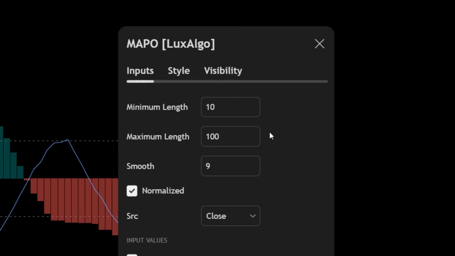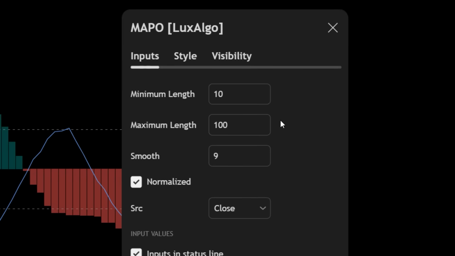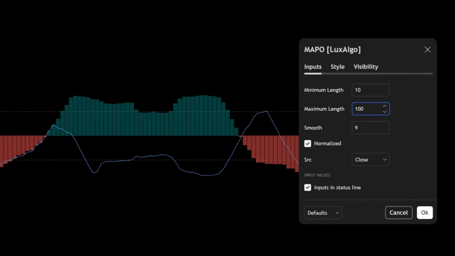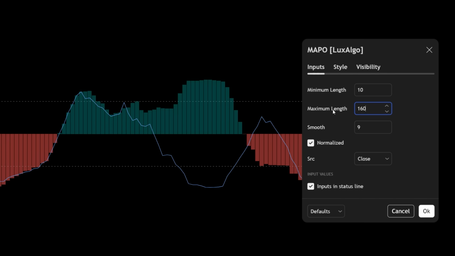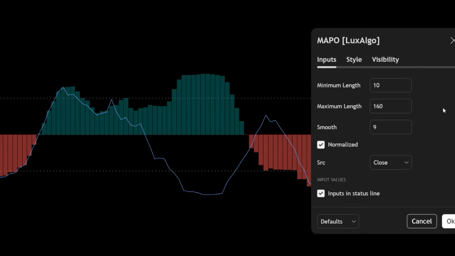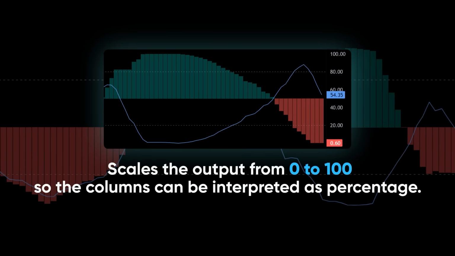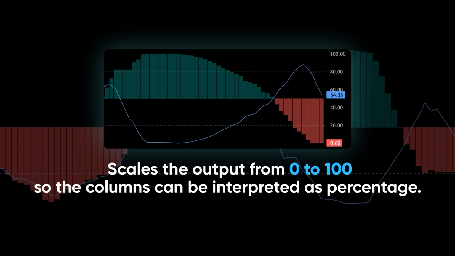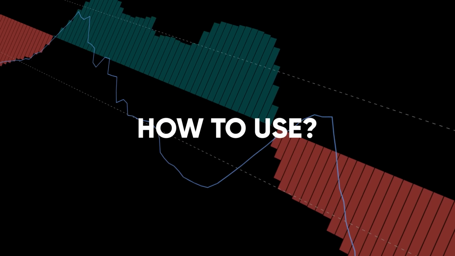Inside the settings, you'll find several key options. The minimum and maximum length inputs define the range of moving averages used in the calculation. For example, a maximum length of 100 means the slowest average will be a 100-period MA. The smooth input helps filter out noise, with higher values creating a smoother, more stable reading, though at the cost of slower reaction to price changes. Lastly, the normalize option, which is enabled by default, scales the output from 0 to 100 so the columns can be interpreted as percentages.